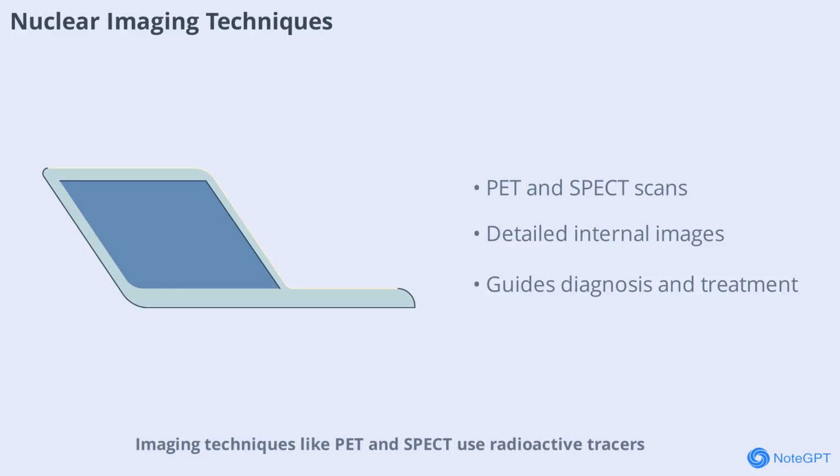Imaging techniques like PET and SPECT use radioactive tracers to create detailed images of the body's internal structures. These methods are invaluable for diagnosing diseases, monitoring treatment, and guiding surgeries. Nuclear imaging provides information that other imaging techniques cannot, making it a vital tool in modern medicine.